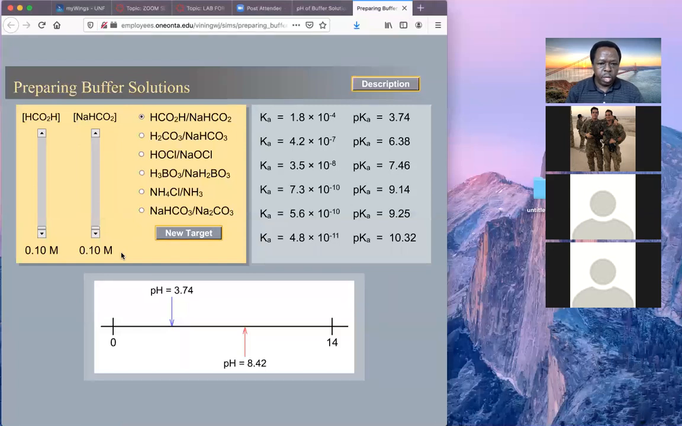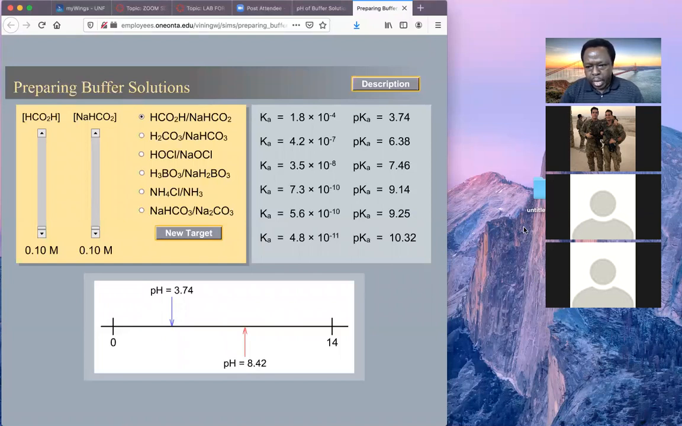So if this is the targeted value, this is what I need to adjust: the acid and its conjugate base. This is the base, and this is the acid. I will adjust the concentration until the blue line is in line with the red. In other words, the pH for the blue should read red.